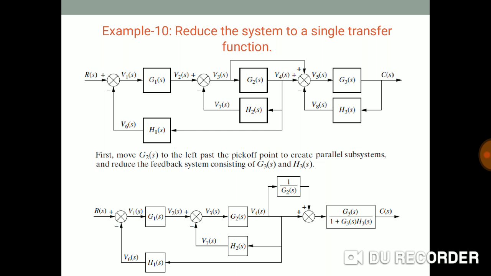Here we are moving the G2(s) to the left past, and as we have shifted, therefore in the feedback upper side 1 divided by G2(s) is there. And we have solved the last part of the diagram, that is the feedback with respect to G3(s) and H3(s). We have used the transfer function formula for feedback, that is G(s) divided by 1 plus G(s) into H(s); minus is there, therefore plus is there.